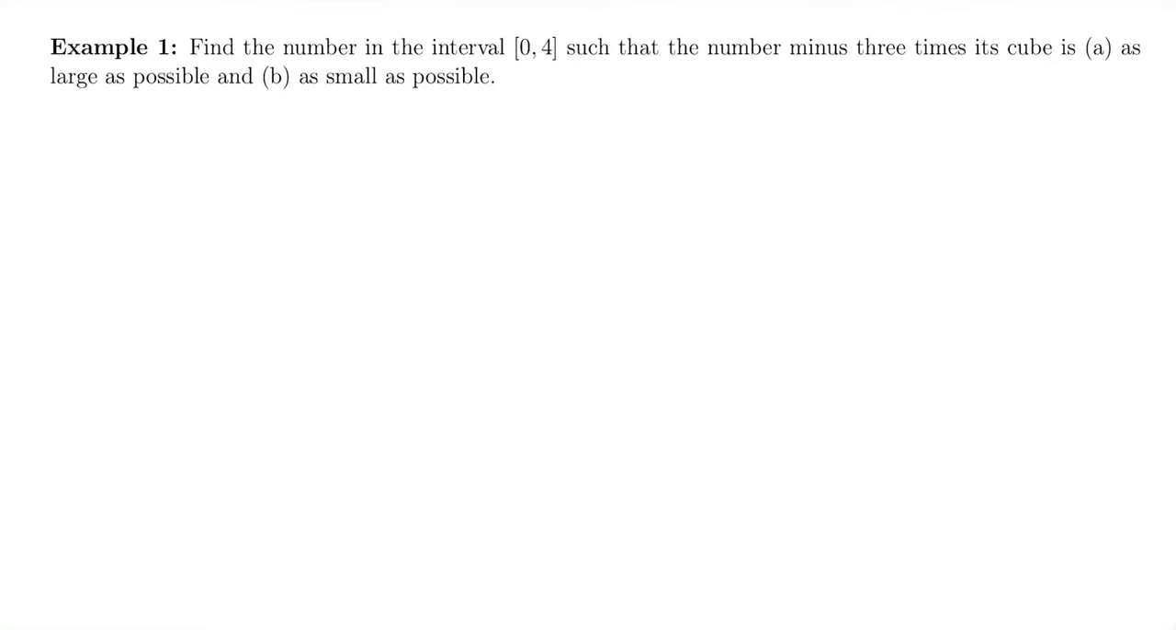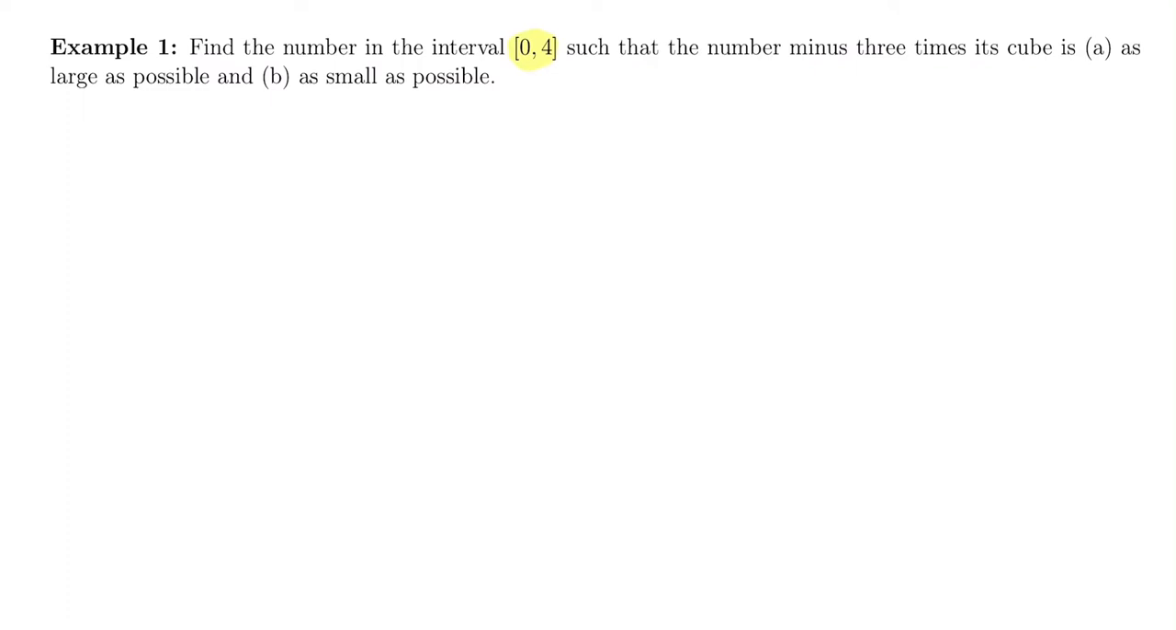In this video, we're going to do some optimization, which is just a fancy word for finding absolute max and min. So for this first problem, we want to find the number on the interval from 0 to 4. So that's the interval of interest that we're going to use. Those are our endpoints, such that the number minus 3 times its cube is as large as possible and as small as possible. So finding both those things.